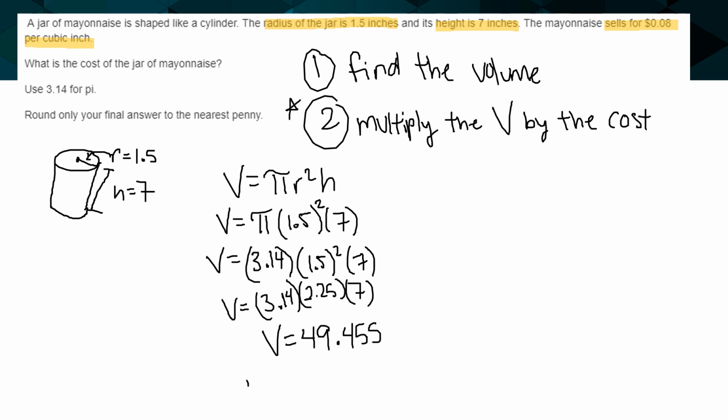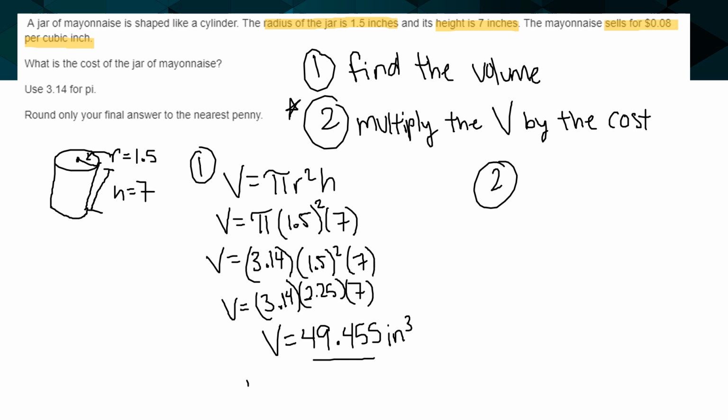Step 2, we need to multiply that volume by the total cost. Because this volume, oh, I almost forgot my units. This is going to be in inches cubed, or cubic inches. Okay, cubic inches. And it says a jar of mayonnaise sells for 8 cents per cubic inch. So that means for every 1 cubic inch, it costs 8 cents. So if we multiply our total volume, here's step 2. Here, let me mark step 1.